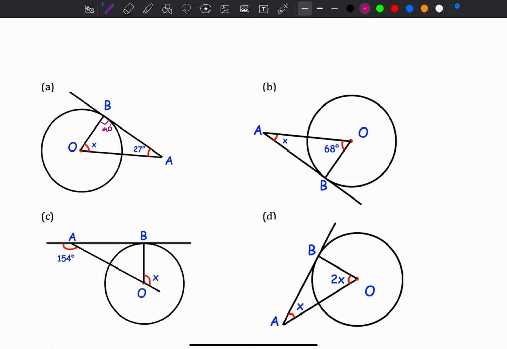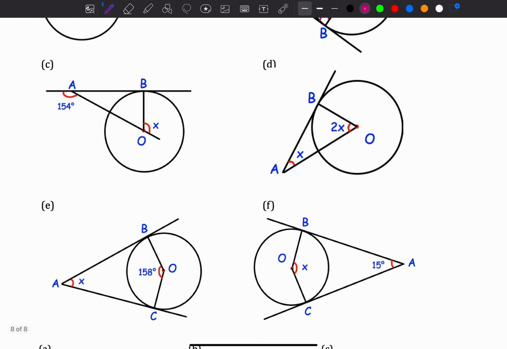So x is what? 180 minus 90 minus 27, which is 63. This one is a tangent, so that's a 90 degree. So 180 minus 90 minus 68, which would give you 22.